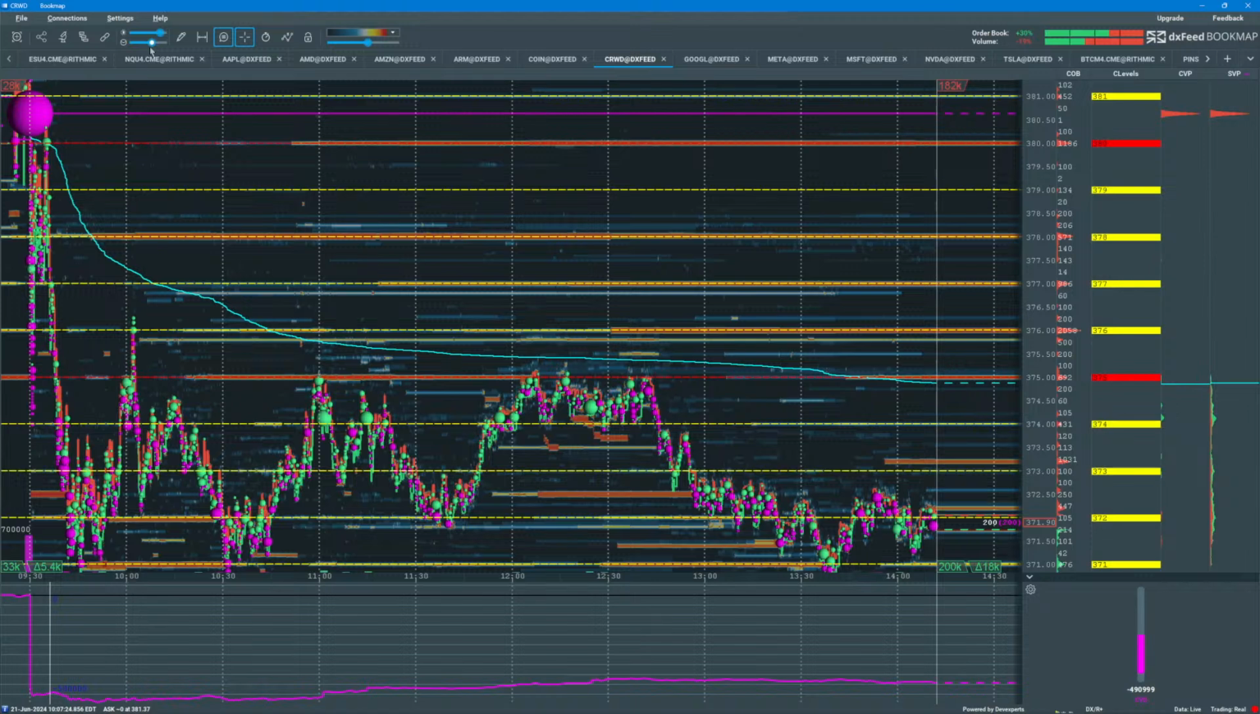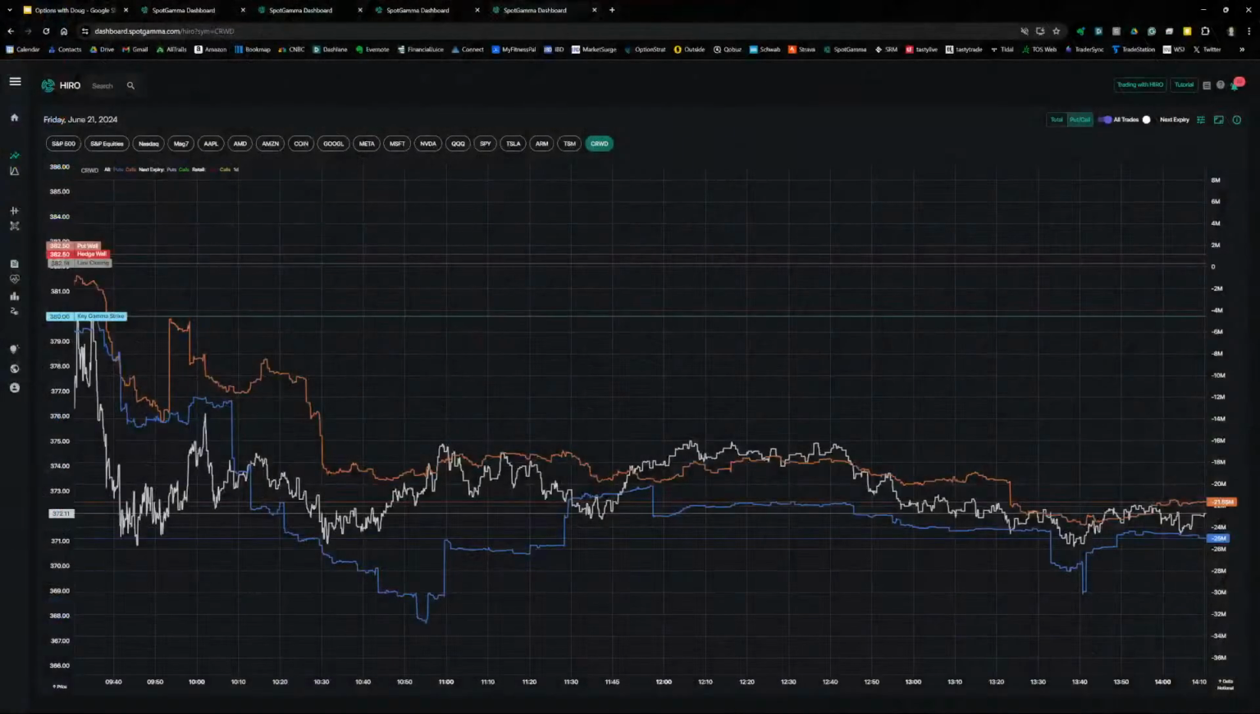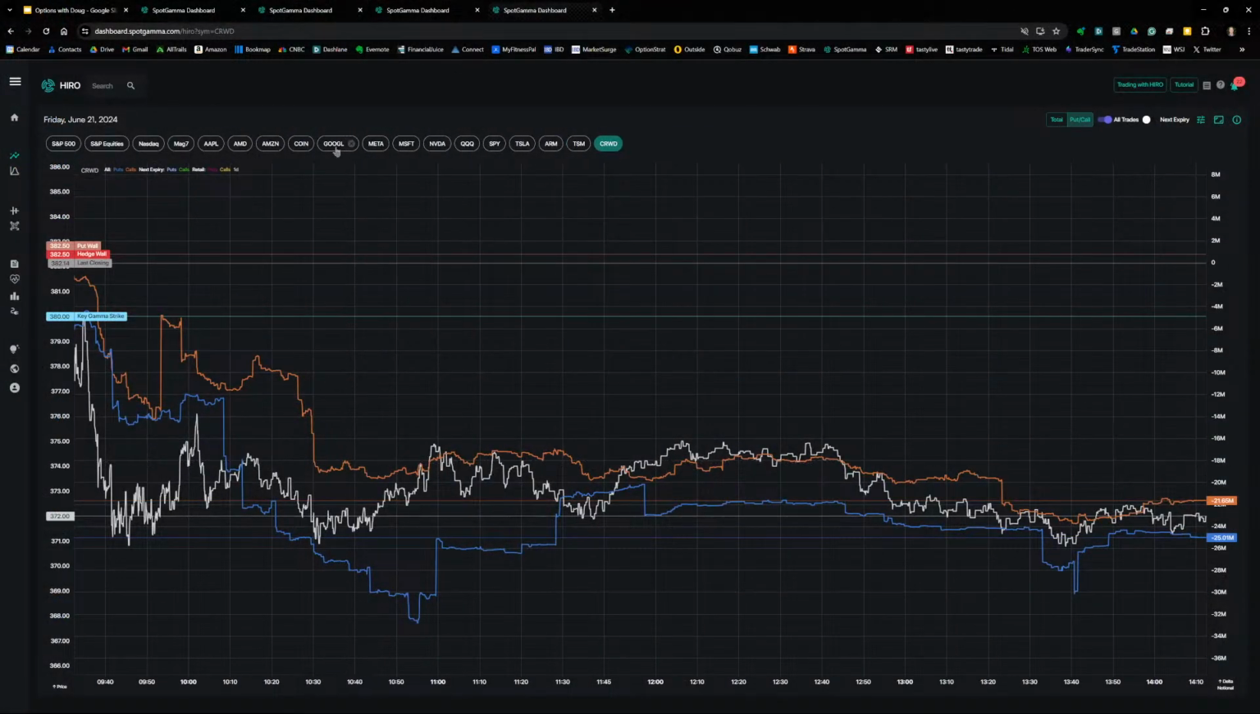All right, the next is Google. Very bullish day here in Google. Again, note the huge opening print. Large magenta volume dot at the open, and price has been trading higher, making a series of higher lows. Let's see what options traders have been doing. Go to Google.